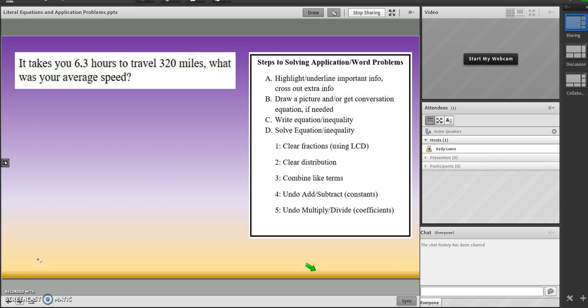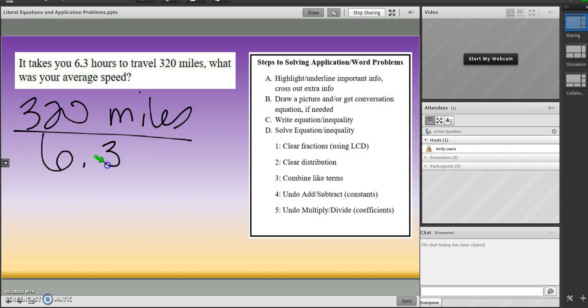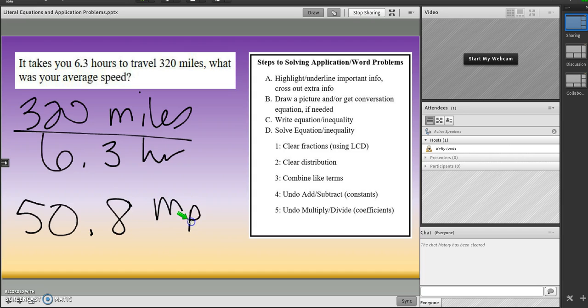All right, if it takes you 6.3 hours to travel 320 miles, what is your average speed? All right, well, we did 320 miles in 6.3 hours. So in my calculator, I'm going to do 320 divided by 6.3, and I get 50.793. So miles per hour. 320 divided by 6.3 is 50.79, so I just did 50.8 miles per hour. Let's do another one.